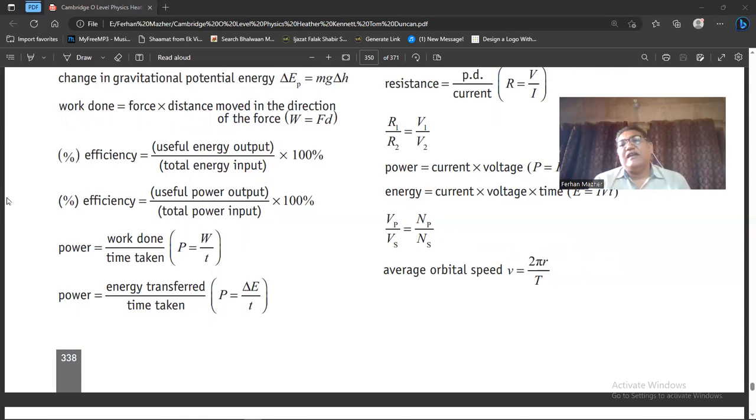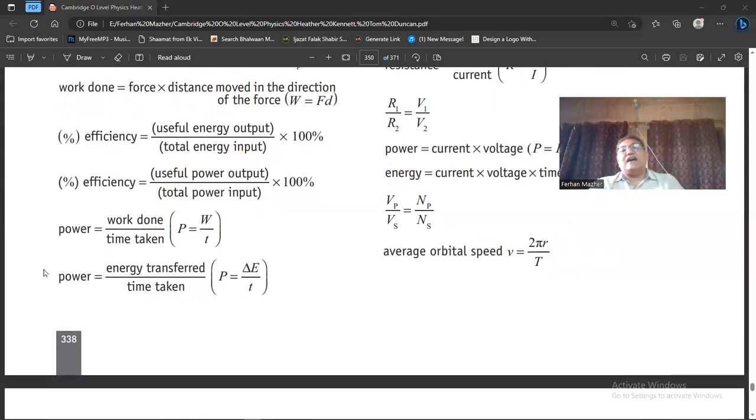The power is work done divided by the time taken. Power is represented with p, and that is equal to the work divided by time, W divided by t. The unit of the power is watt. The power is also called the energy transfer divided by the time taken, and P is equal to delta E by t, which means power is the rate of doing work, and power is also the rate of transfer of energy.